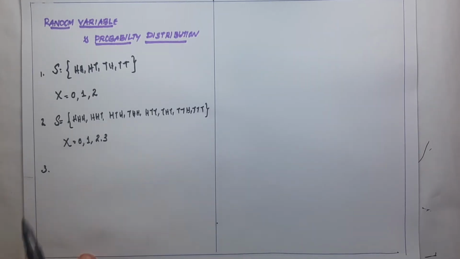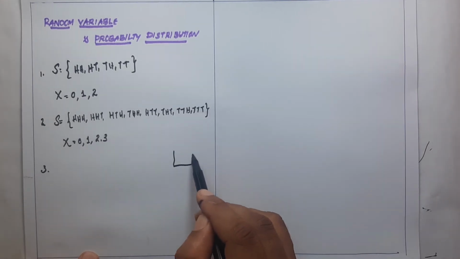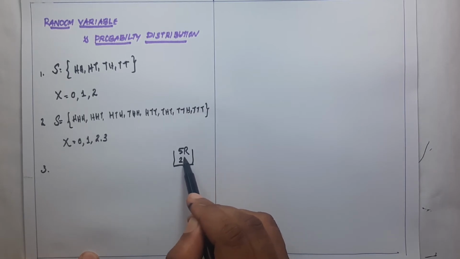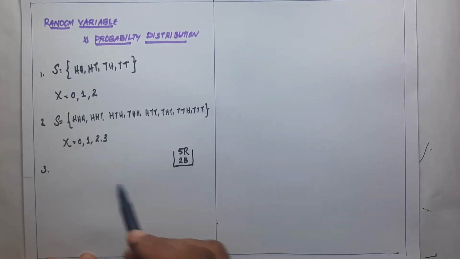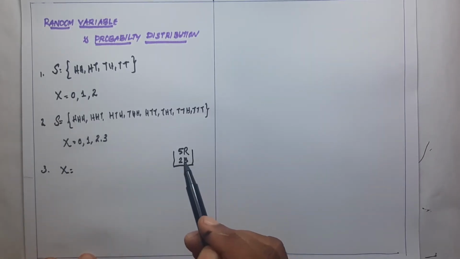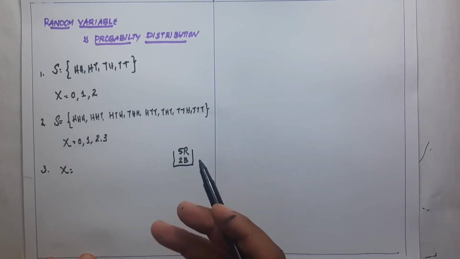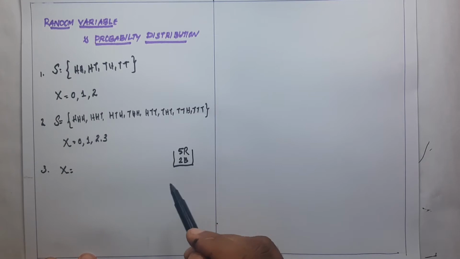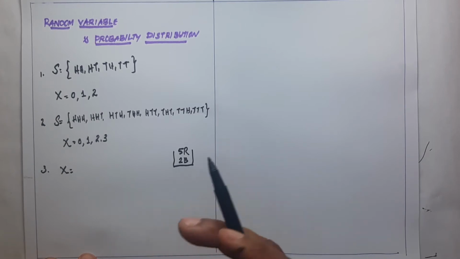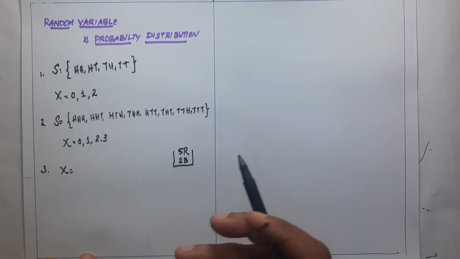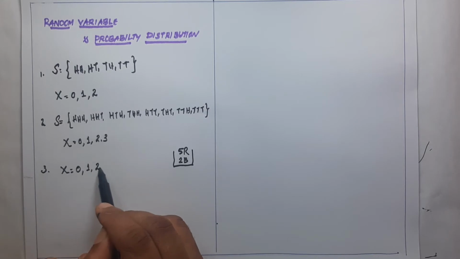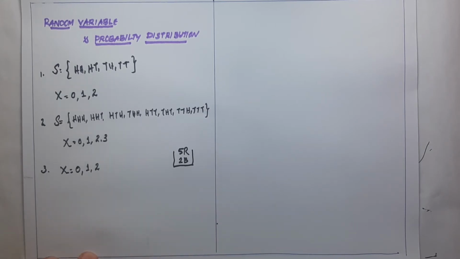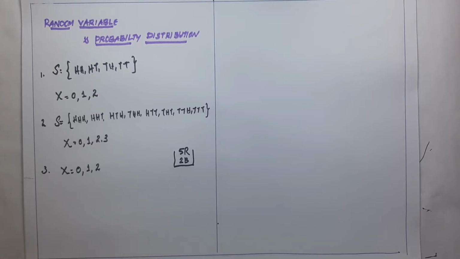Okay, now we go to one more question. A box contains 5 red and 2 black balls. X denotes the number of black balls. When 2 balls are drawn, it is either 2 black, or 2 red, or 1 black and 1 red. Then the number of black balls gives us 0, 1 or 2. Here 0, 1, 2 represent the random variable of the probability distribution.